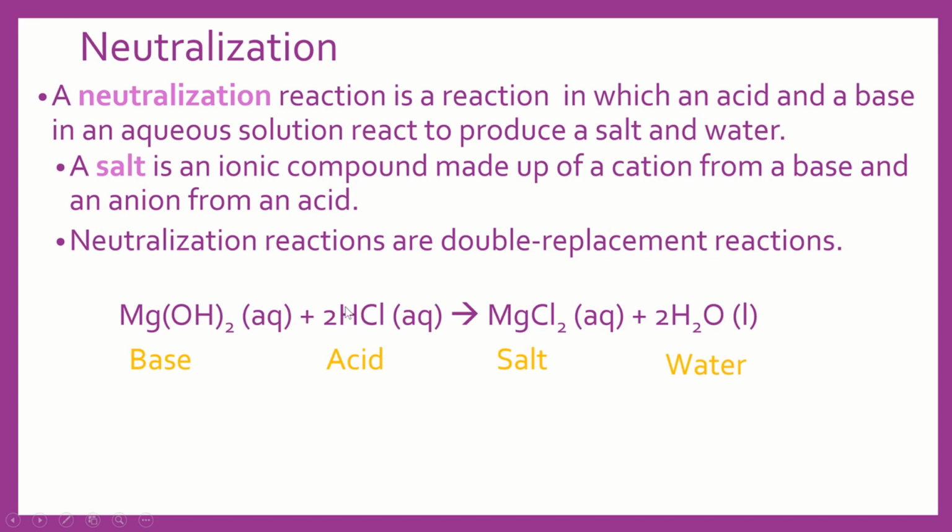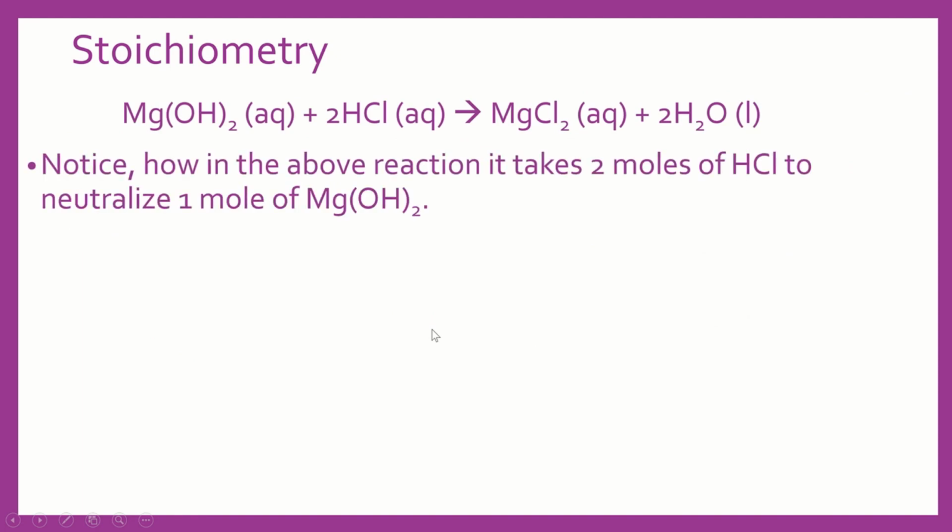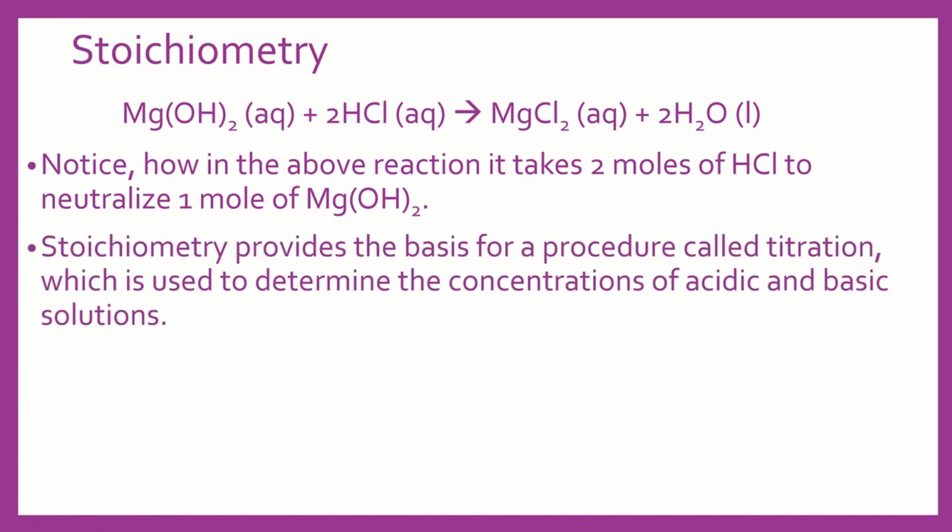Always make sure you're balancing these equations. That'll be very, very important as we get into titrations. You have to have a balanced chemical equation. So there's that equation, and just as I was saying, make sure you notice how it takes 2 moles of HCl to neutralize 1 mole of magnesium hydroxide because of that 2 after the MgOH. So that allows us to work with stoichiometry.